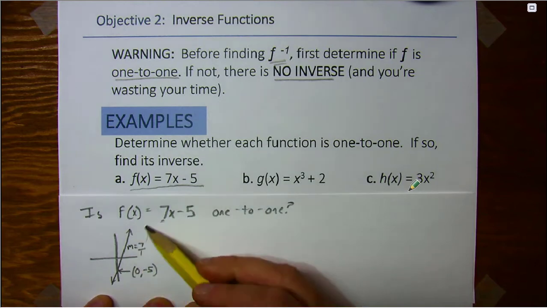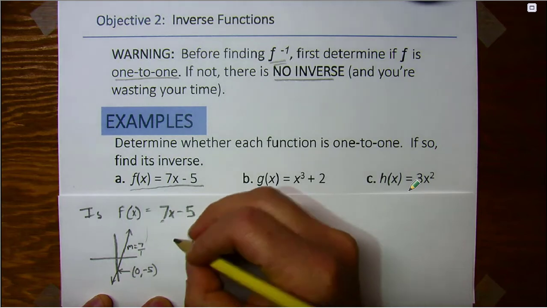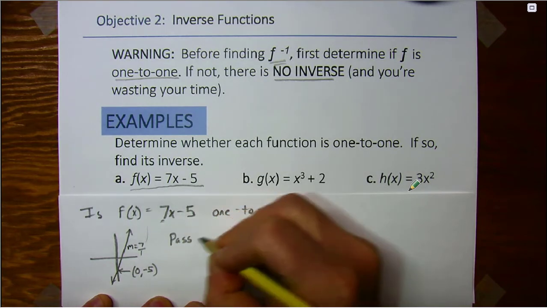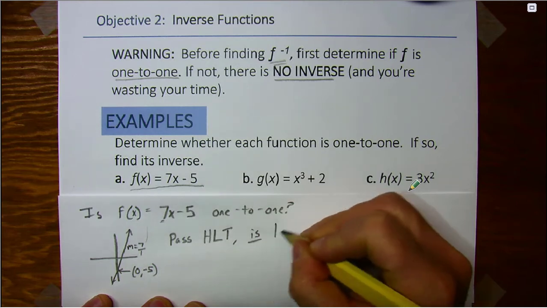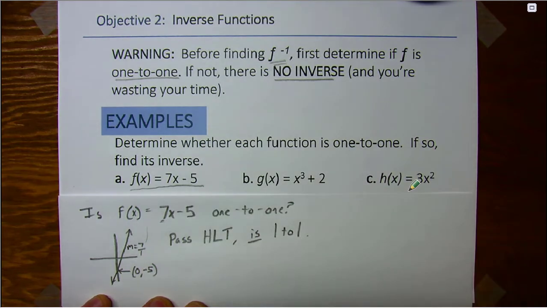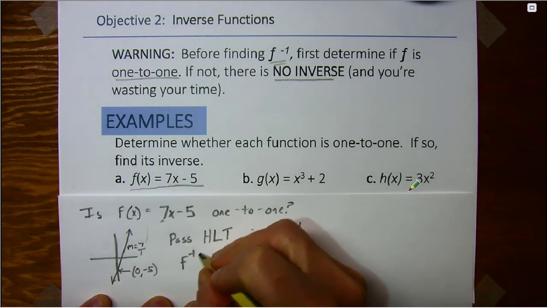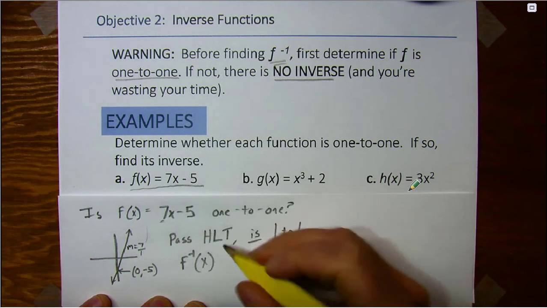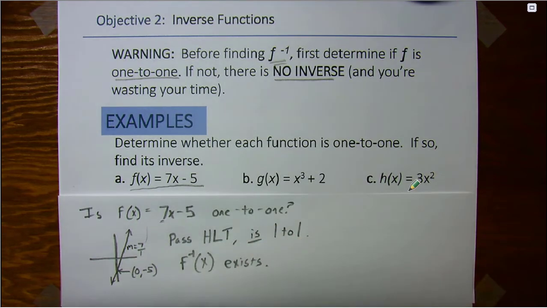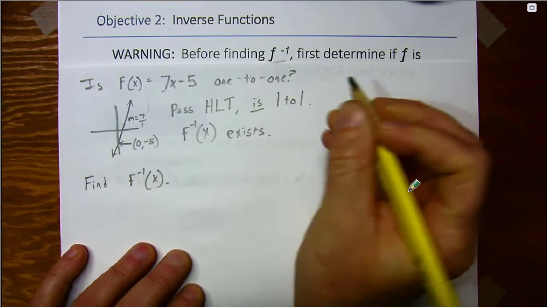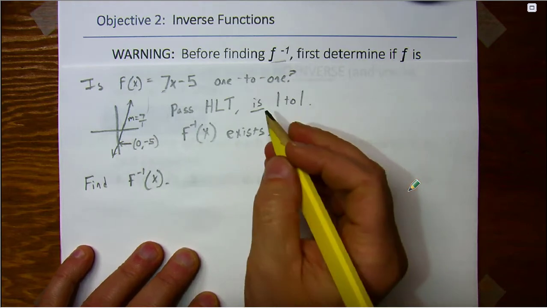So is this line going to pass the horizontal line test? Yes, it certainly will. That'll pass the horizontal line test, and therefore it is one-to-one. And that means that we should be able to find the inverse. In other words, we can say that f inverse of x actually exists. So now let's go ahead and find that. We're just trying to find a function that does the opposite of 7x minus 5.